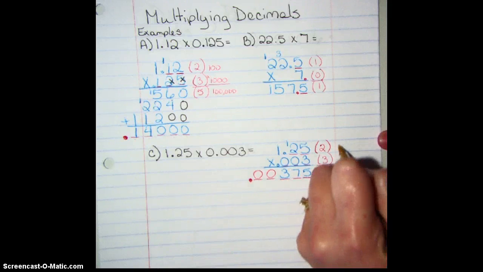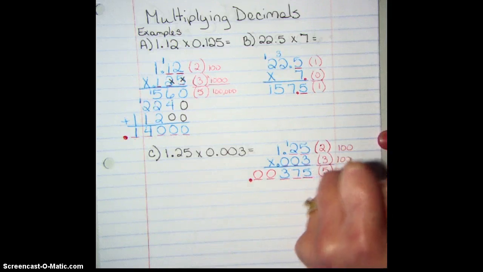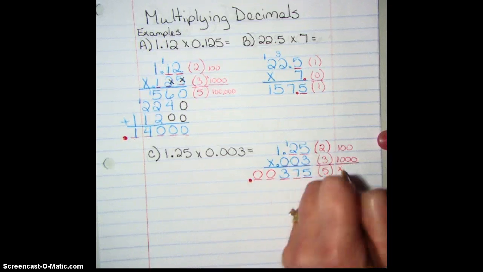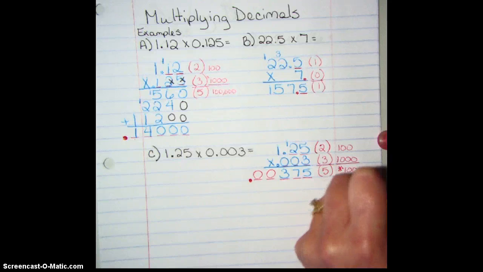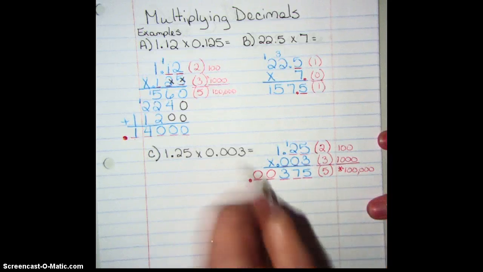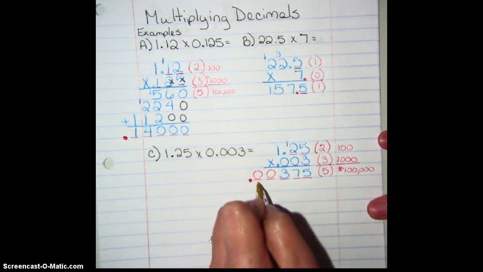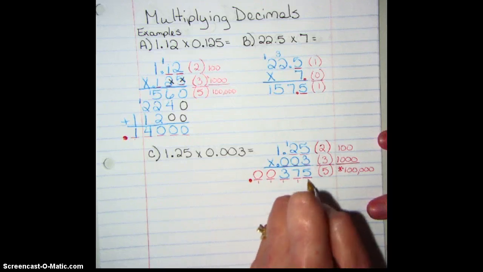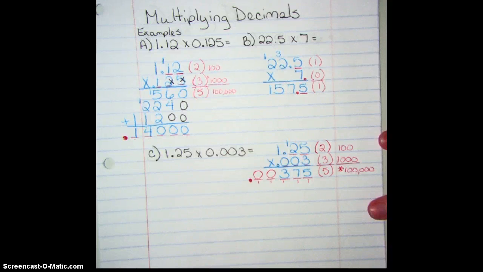So we had the hundredths place, we had the thousandths place, and when you multiply the hundredths place by the thousandths place, we get the hundred thousandths place. We're going to check our work. Tenths, hundredths, thousandths, 10 thousandths, 100 thousandths place is the answer. So 375 hundred thousandths. Thanks for working with me today, and I hope that you have a better understanding of how to multiply with decimals. Have a great day.